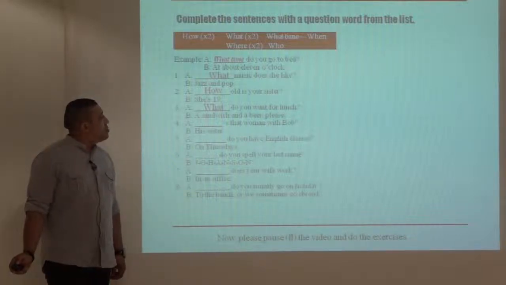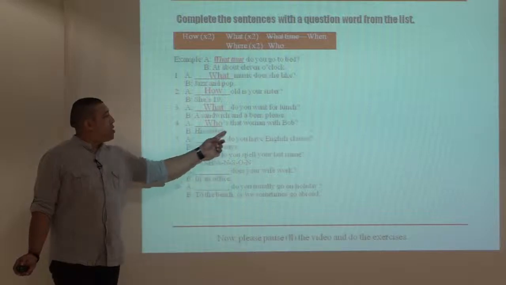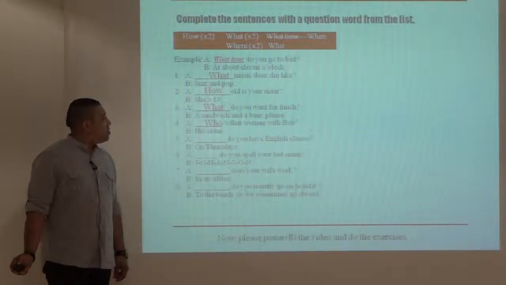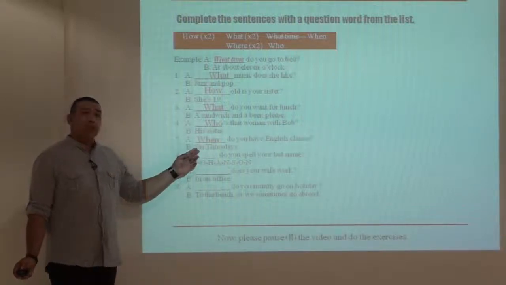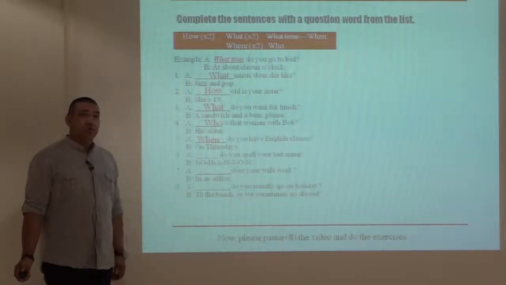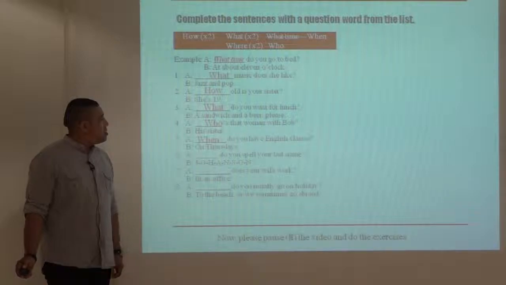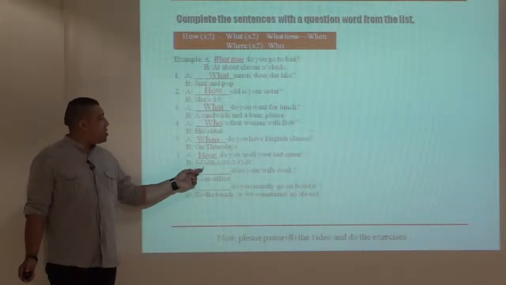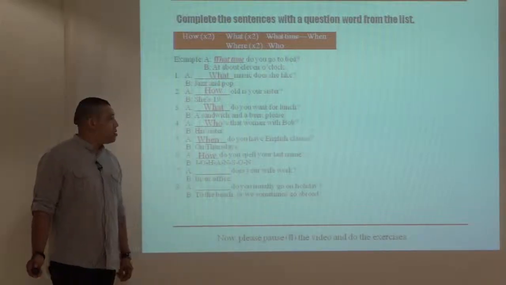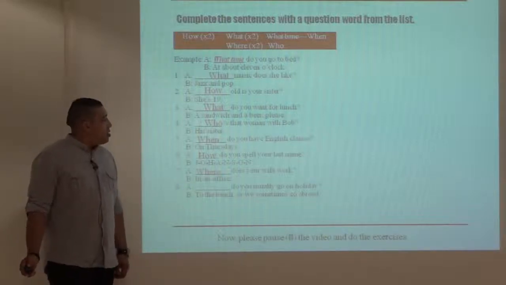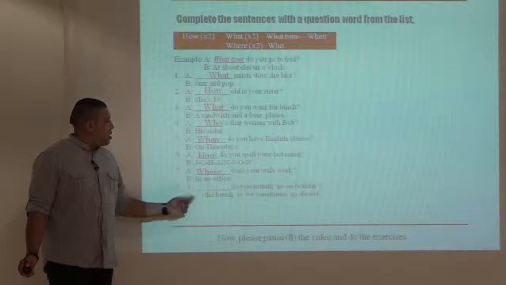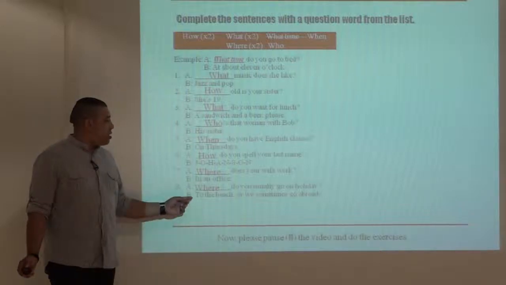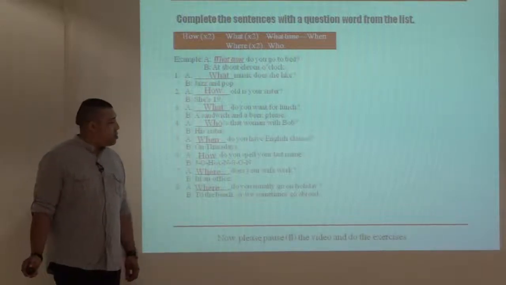Question 4. Who's that woman with Bob? His sister is the answer. Question 5. When do you have English classes? On Thursdays. Question 6. How do you spell your last name? And the answer is Johannson. Question 7. Where does your wife work? In an office. And the last one. Where do you usually go on holiday? And the answer is to the beach, or we sometimes go abroad.